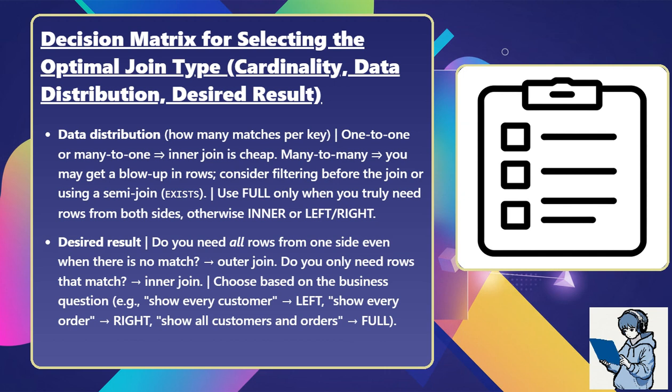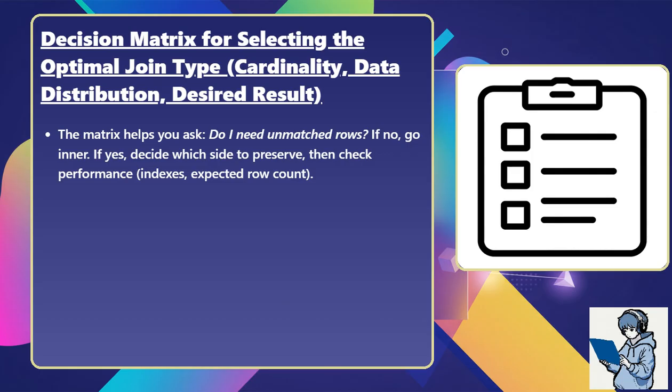Desired result. Do you need all rows from one side even when there is no match? Outer join. Do you only need rows that match? Inner join. Choose based on the business question. For example, show every customer becomes left, show every order becomes right, show all customers and orders becomes full. The matrix helps you ask, do I need unmatched rows? If no, go inner. If yes, decide which side to preserve, then check performance, indexes, expected row count.